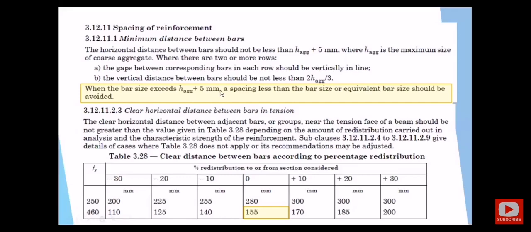So the minimum spacing between the bars will be the maximum of two values, h aggregate plus 5 or the phi of the bar. Okay, which one is greater, you take it. Also, for the vertical distance between the bars, if you are using more than one layer, the vertical distance between bars shouldn't be less than 2 h aggregate over 3. Okay, 2 h aggregate over 3. And usually we take it also similar to the phi diameter or 25 millimeters.